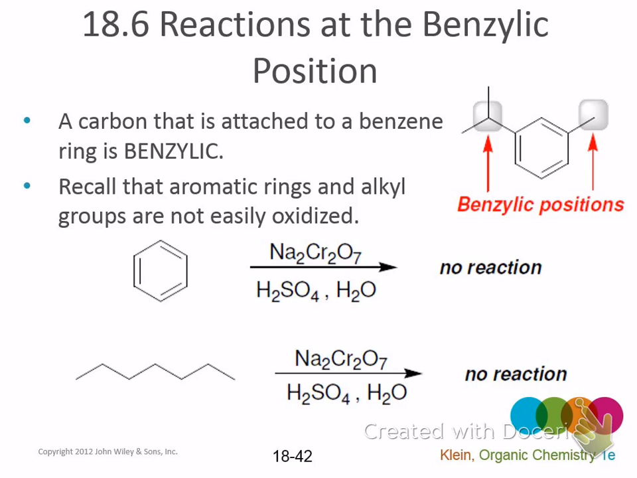The carbon next to a benzene ring is called a benzylic carbon. Okay? And the thing that's interesting about benzylic carbons is that they're really easy to make radicals at, and they're really easy to make carbocations at. The reason is because the charge can be delocalized into the ring by resonance. Okay?